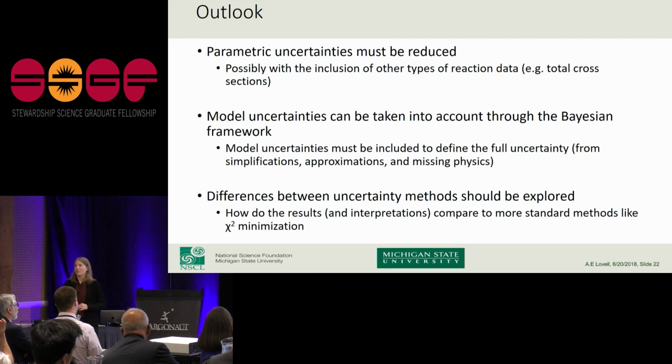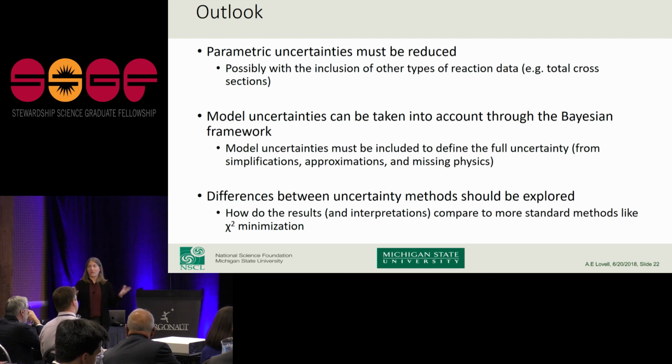And so we're working on reducing our parametric uncertainties, maybe by fitting other types of data, which they've done for these global parameterizations. We will eventually be able to take model uncertainties into account, and particularly through this Bayesian framework. And then this will be useful to define the full uncertainty, what's really coming from these few body simplifications that we're making. And then also, as I briefly mentioned, there are a variety of ways to define uncertainties, and we're really interested in comparing Bayesian to other maybe chi-square minimization techniques that have historically been used, and seeing the practical differences between these two.